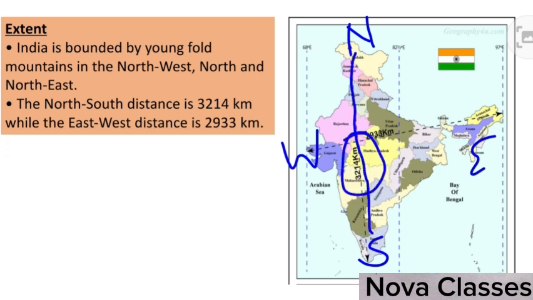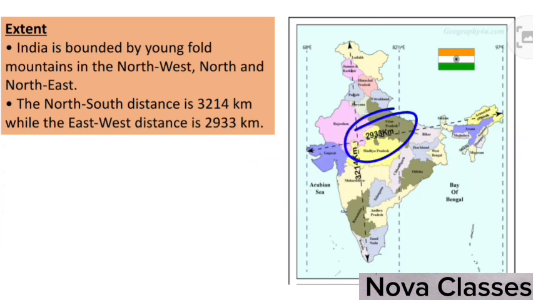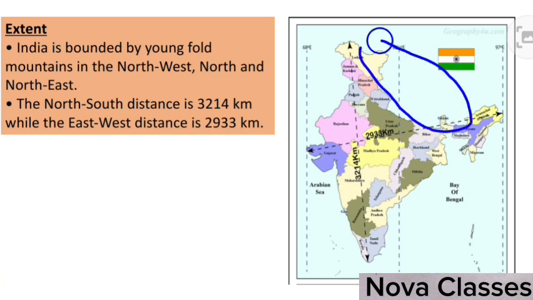What is the distance? That is 3214 किलोमीटर. अगर हम बात करें लद्दाख से, जम्मू कश्मीर लद्दाख से देखकर अगर हम यहाँ पे तमिलनाडु तक देखें, तो उसकी टोटल डिस्टेंस कितनी होगी बेटा? 3214 किलोमीटर. अगर हम ईस्ट टू वेस्ट देखें, तो टोटल डिस्टेंस कितनी होगी बेटा? 2933 किलोमीटर. So that is the north to south and that is the east to west. Clear?